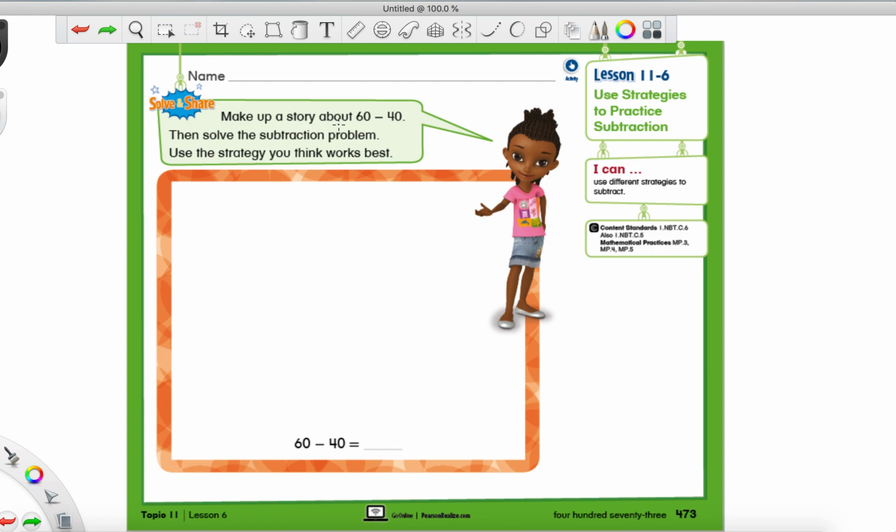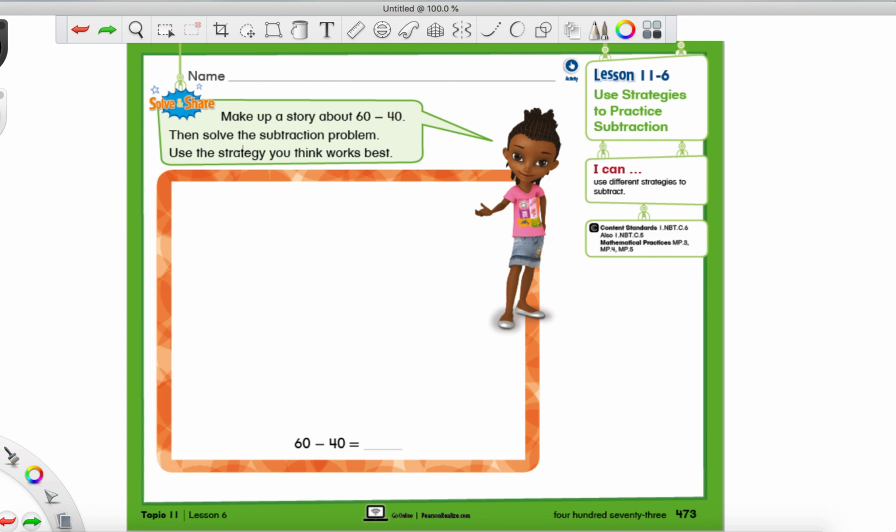Make up a story about 60 minus 40. Then solve the subtraction problem. Here's the best part, guys. We've been learning different ways to solve these subtraction problems. You can use a number line. You can use a 100 chart. You can use mental math ideas that we've talked about, and you get to pick whatever works for you, which is what I kind of say all the time. Even though we learn new ways, I always say use what works for you, no one else. It doesn't matter what works for me, what works for your friend Sam, doesn't matter. What works for you, stick with it.